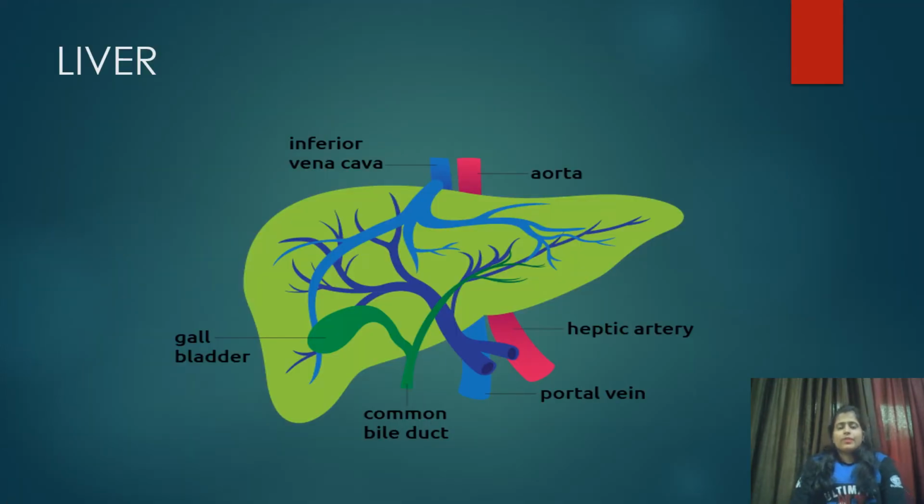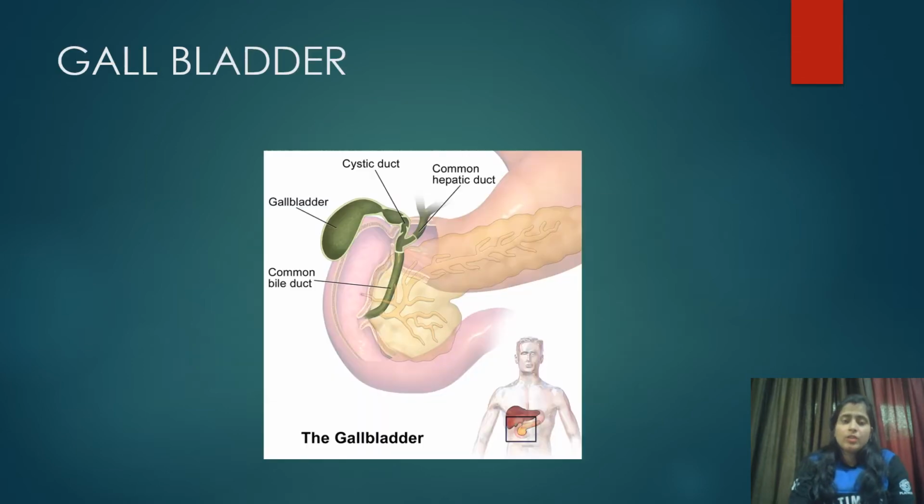Then we have the liver. The liver is the largest organ, and it is responsible for secreting bile juice, which is temporarily stored in the gallbladder, and from the gallbladder it travels towards the digestive system. Now we can see the gallbladder. The gallbladder contains the bile juice secreted from the liver, and from the gallbladder slowly the bile juice moves towards the intestinal part or stomach.